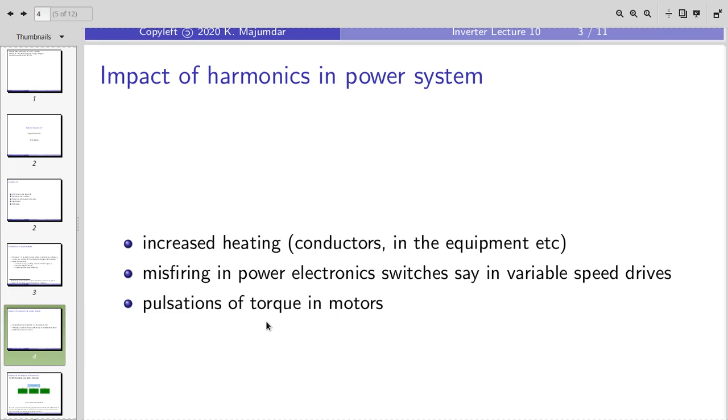Another very dangerous phenomenon is the misfiring of the power electronic switches, say in a variable speed drive, so the speed will vary. Another thing is the pulsation of torque in the motor. If you give a smooth supply having a small amount of harmonics and run a motor, it will run very smoothly. But if you give a supply having a lot of harmonics in it, then the motor torque will fluctuate. So it is not an acceptable parameter at all.